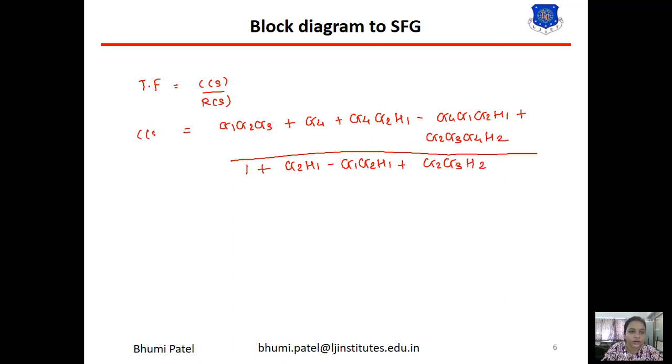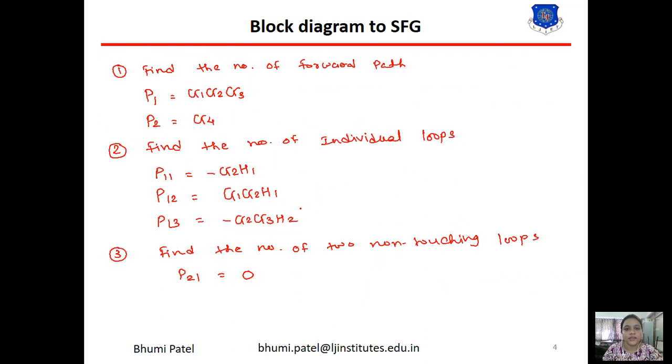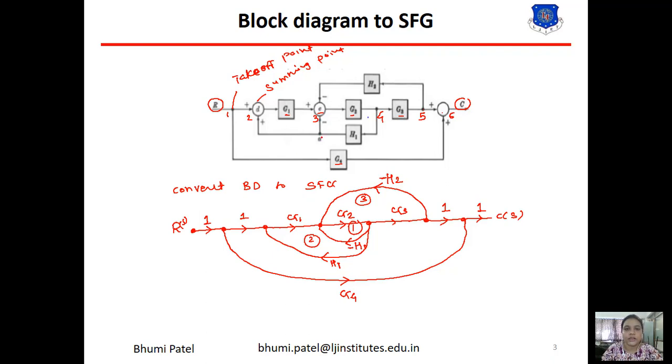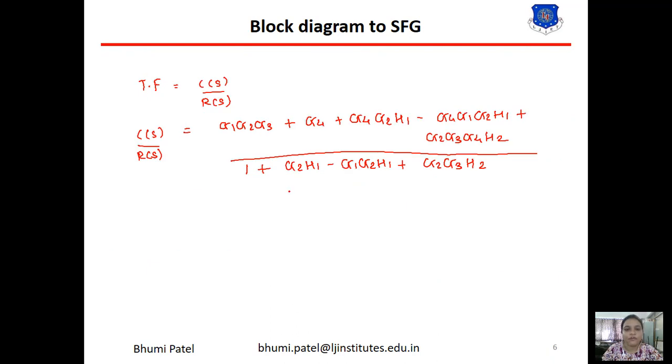This is the final answer using Mason's gain formula. If we use the block diagram reduction techniques in this example, the answer of the block diagram reduction techniques and the answer of the signal flow graph will be the same. So this is the conversion of the block diagram reduction to signal flow graph. This is the final answer of this example.